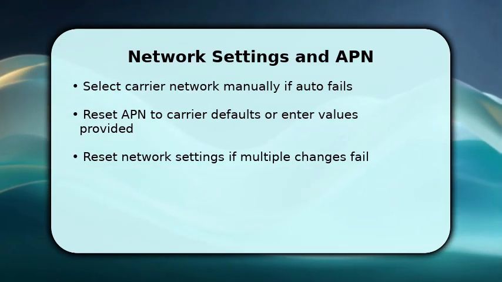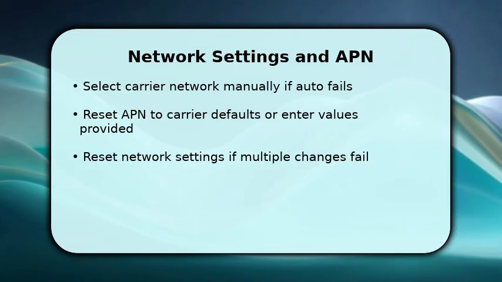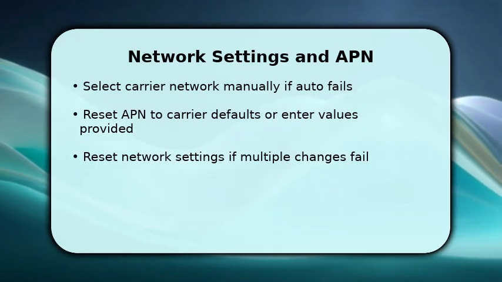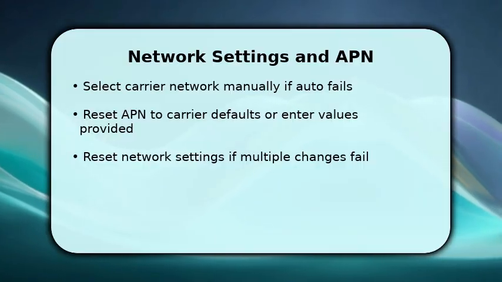Once done, verify the APN settings. These tell your phone how to access data. Wrong values block mobile internet. Enter the exact APN values from your carrier or choose the default profile.